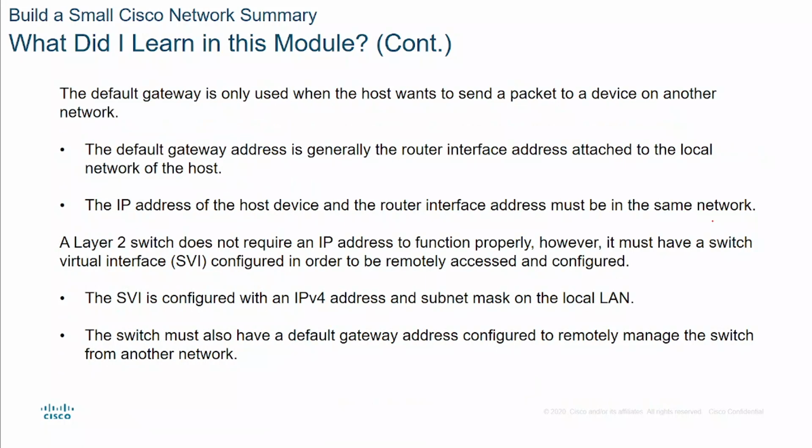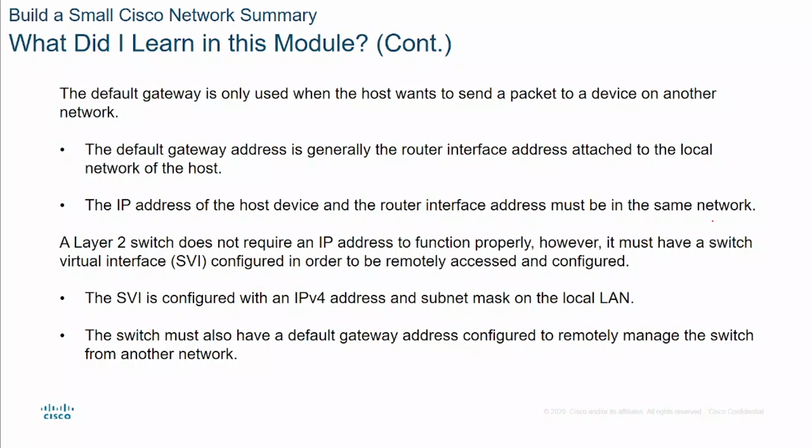So also, the default gateway is only used when the host wants to send a packet to a device on another network. The default gateway address is generally the router interface address attached to a local network. So the IP address of the host device and the router interface address must be on the same network. Also, a layer 2 switch does not require an IP address to function properly.